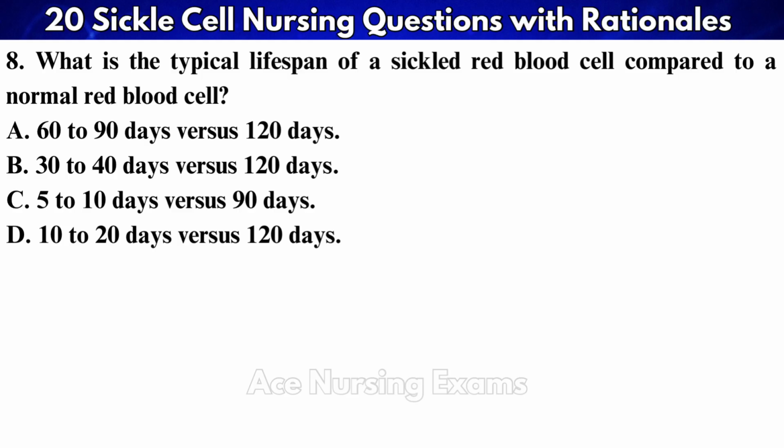What is the typical lifespan of a sickled red blood cell compared to a normal red blood cell? A. 60 to 90 days versus 120 days. B. 30 to 40 days versus 120 days. C. 5 to 10 days versus 90 days. D. 10 to 20 days versus 120 days.